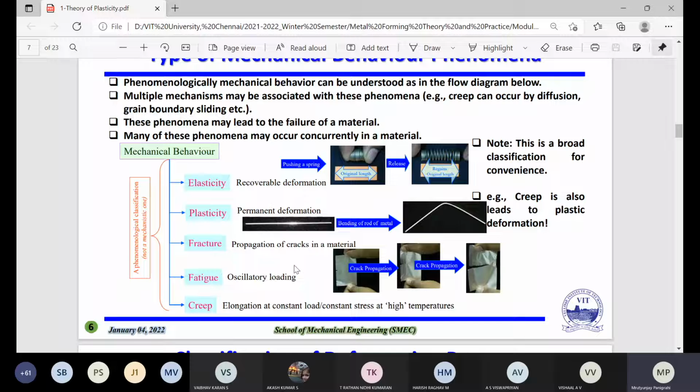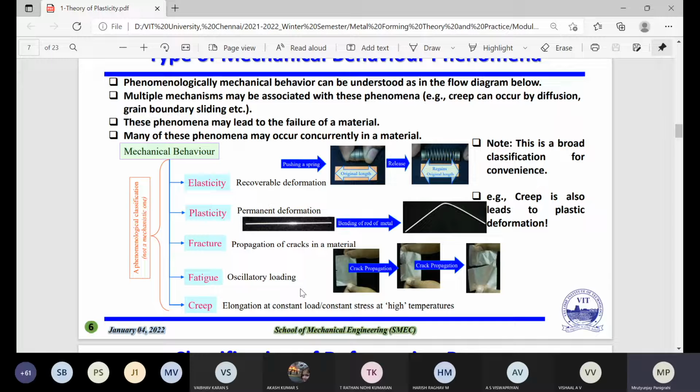Then fracture is propagation of cracks in a material. Propagation means it will start initially, then again it will increase in size. For example, take this sheet, maybe an aluminum foil. You will find a small crack here. In the left-hand side, you can see a small tear or crack. After that, when it propagates or increases, you can see it has grown, and finally you have to go for a bigger one. So that means the crack propagation in the material.